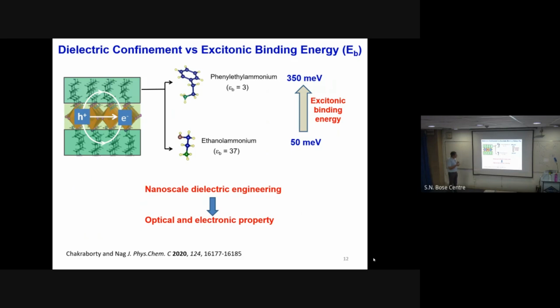I'm not changing it, but I can change only the organic layer. So here, if I have an organic layer with a low dielectric constant, I get a very high excitonic binding energy, about 350 meV. With the same inorganic layer, if I just have another organic ammonium ion with a higher dielectric constant, the binding energy changes by sort of 7-8 times. Excitonic binding energy is an intrinsic property of a material, and you can change it by such a big magnitude. This is because of the nanoscale interfaces that I have between the two systems.